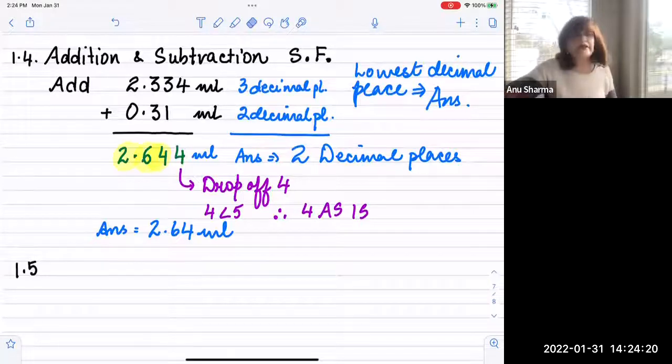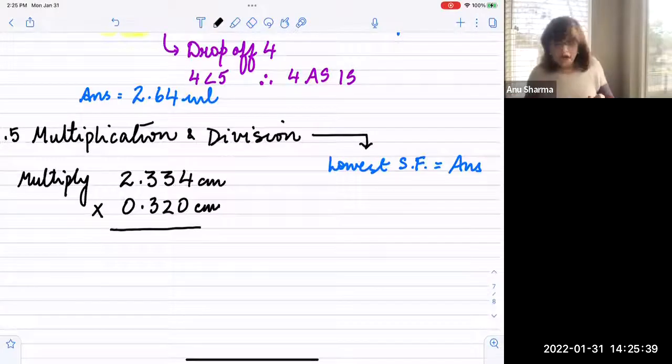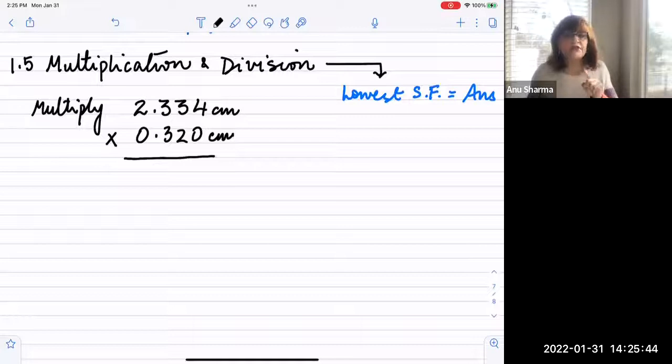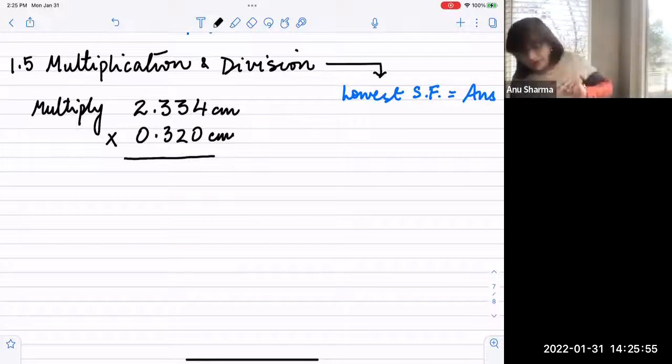But the next one is on multiplication and division. Let's look at that. Okay, so here in multiplication and division, the final answer should have the lowest significant figure. Here you're given 2 numbers, 2.334, and you're multiplying it by 0.320. So what will you do in this case?